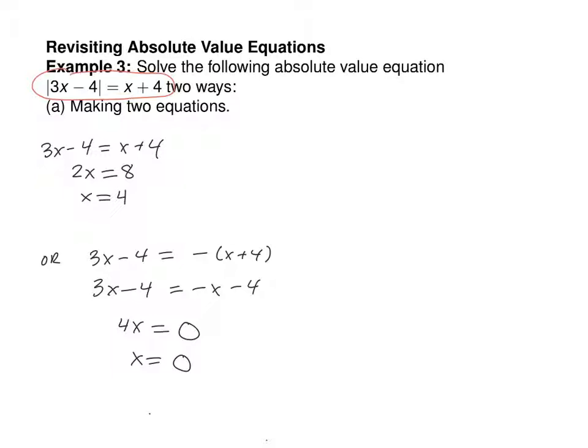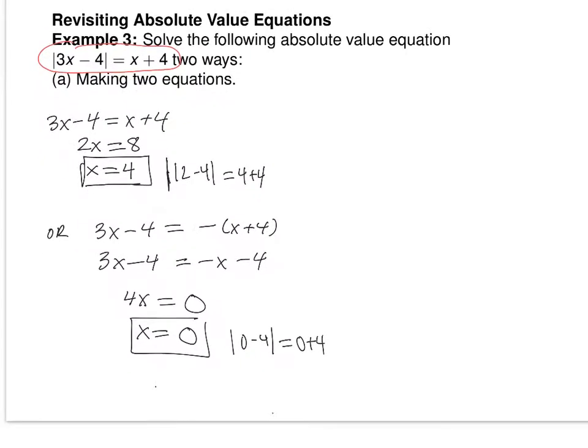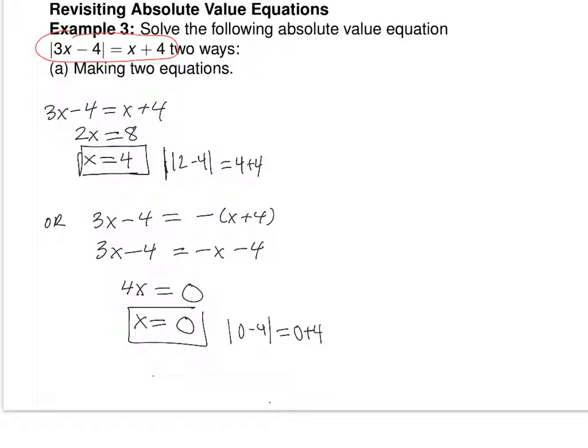Do they both work? So when you plug in 4, you get the absolute value of 12 minus 4 equals 4 plus 4. Does that check out? Yes, so 4 is a legit answer. When you plug in 0, you get the absolute value of 0 minus 4 equals 0 plus 4. Does that one work? Yes, okay, great. So both answers worked. Sometimes one will work, sometimes none will work, but in that case both of them did. So that's still a legitimate way to solve these equations.